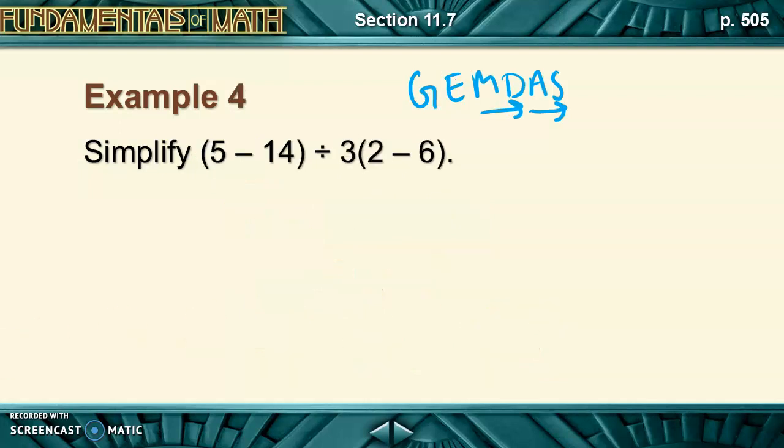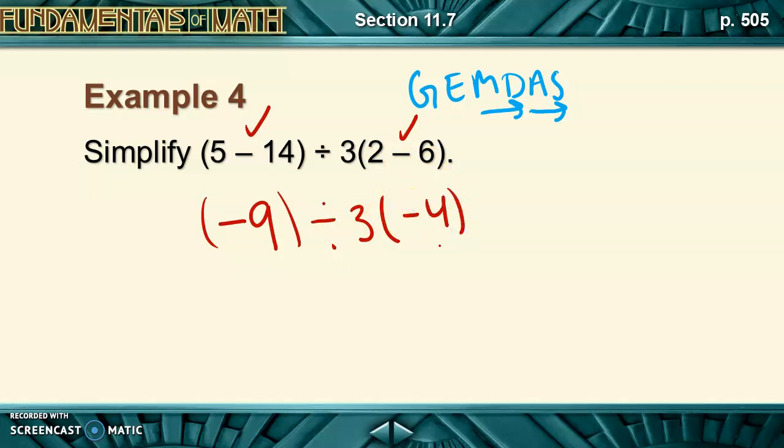A lot of examples that kind of help us with all the practice we need for problems like these. All right, so grouping symbols. Do I have any grouping symbols? Yes, I have two sets of grouping symbols. So 5 minus 14. If you have $5, but then you have to pay somebody $14, you're going to be in negative amounts. This is going to give you -9. So I have -9 divided by 3. And then 2 minus 6 is the same thing as -4. So I have this. All right, so I've done all my grouping symbols.